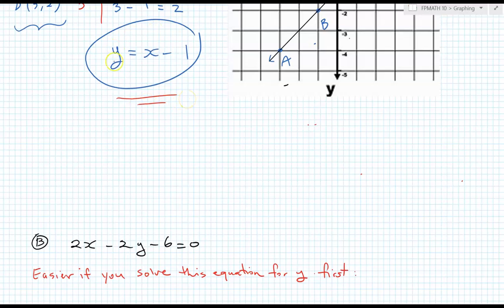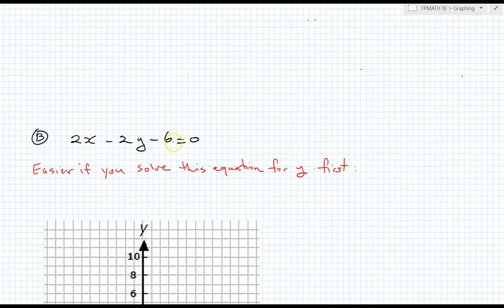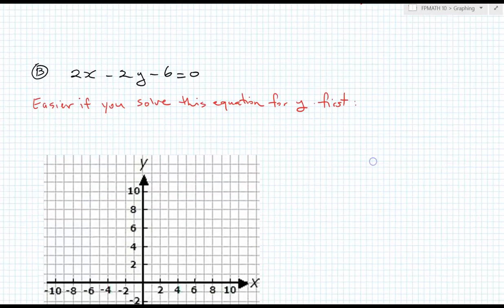Notice that this equation is not written in the format of y equals. All right, this one doesn't have y equals. So yes, we still have to go through a table of values to be able to graph this, but to do that, it makes sense and it is easier if you solve this equation for y first.